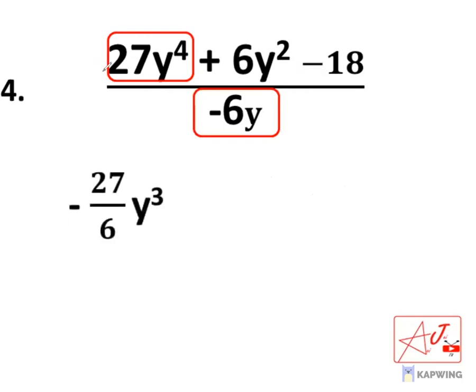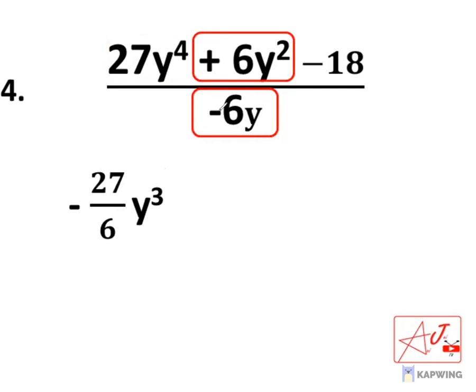So, hindi po pwedeng i-divide si 27 at si negative 6. So, hindi po siya exact yung sagot. Kaya, i-remain muna natin silang fraction. So, that is negative 27 over 6. So, yung negative sign niya ay nasa gitna ng fractional form. And then, 4 minus 1 is 3. Kaya, y cubed.